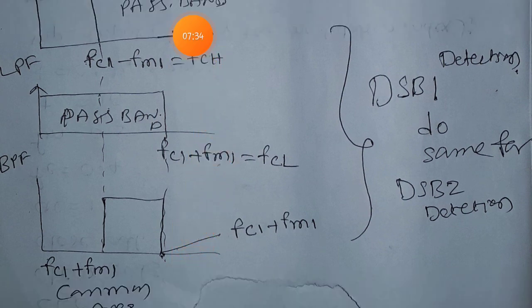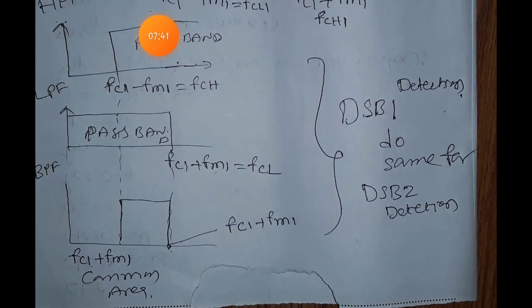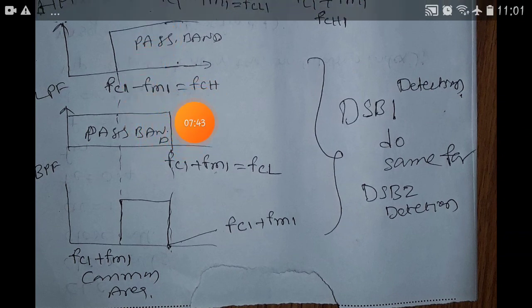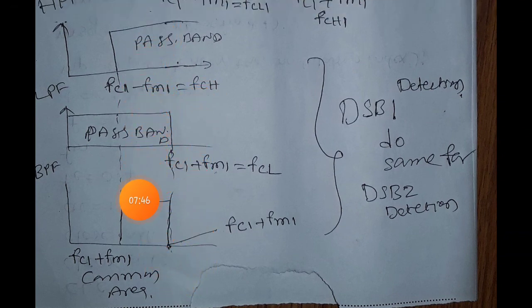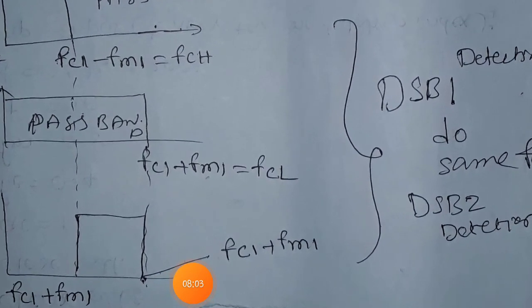So what is the common area we have to observe? The common area we have to observe is the common pass band. The pass band is from the lower limit to FC1 minus FM1. Take the common area for HPF and LPF, so you will get the limits.